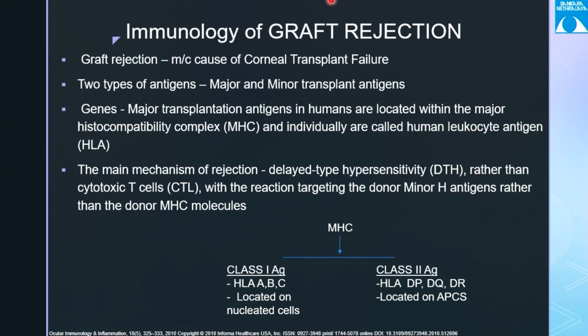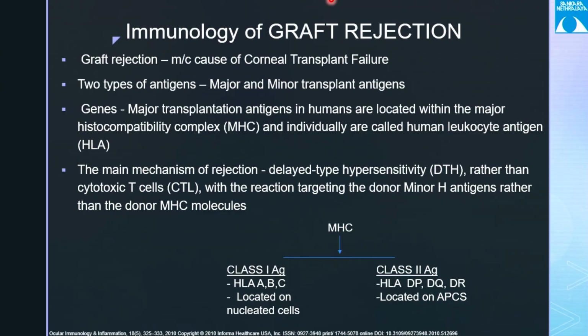So the immunology of graft rejection is, graft rejection is the most common cause of corneal transplant failure. There are two types of antigens, major and minor transplant antigens, and the major transplant antigens in humans are located within the major histocompatibility complex, and individually it is called an HLA, human leukocyte antigen. So the main mechanism of rejection is delayed type hypersensitivity rather than the cytotoxic T cells, with the reaction targeting the donor minor H antigens rather than the MHC molecules of the donor.